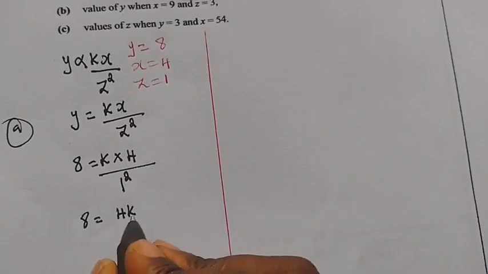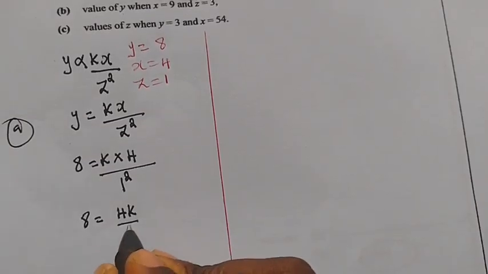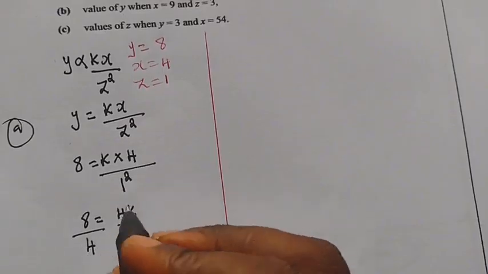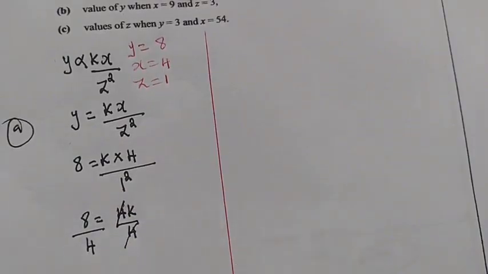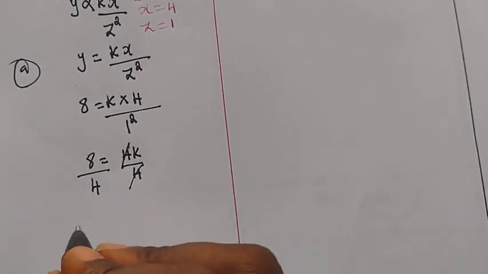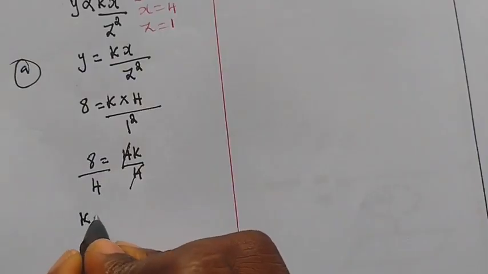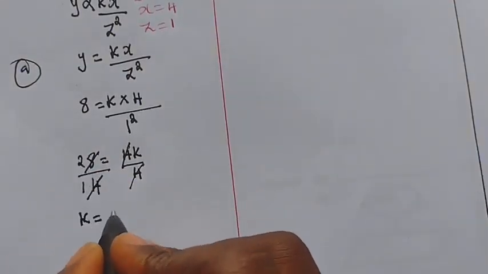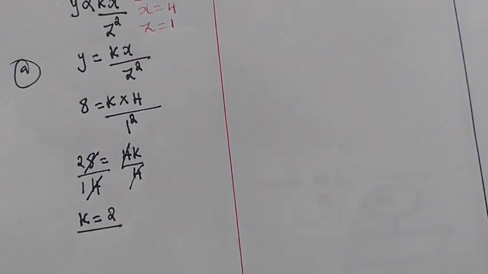So here you want to find the value of k. So we divide by 4. Even this side, we divide by 4. So this 4 and this 4 will cancel. You're going to remain with k is equal to, so we say k is equal to 4 over... 1, 4 into 8, it's a 2. So the value of k, which is the constant of variation, is equal to 2.